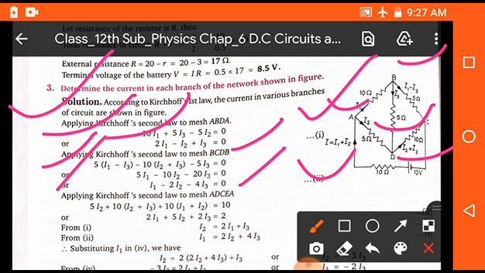Now we have three variables, I1, I2 and I3. That means the number of variables is 3, so we have to find 3 equations as well. The third equation will be obtained by applying the law in mesh ADCEA. In this mesh the required equation will be 2 times I1 plus 5 times I2 plus 2 times I3 is equal to 2. Now we have three equations in three variables, so we can easily find the values of I1, I2, I3 by substitution and by the elimination method.